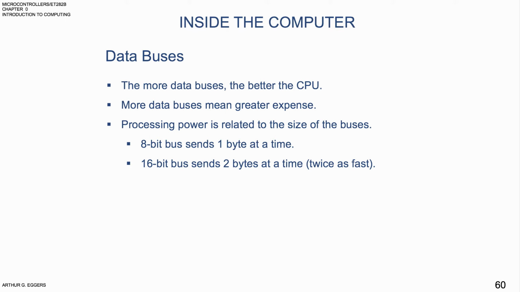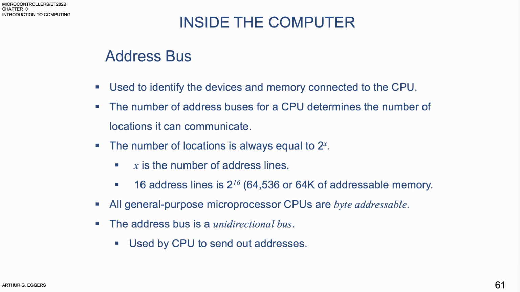Data buses are bidirectional because the CPU must use them to either receive or to send data. The processing power of a computer is related to the size of its buses because an 8-bit bus can send out 1 byte at a time, but a 16-bit bus can send out 2 bytes at a time, which is twice as fast.